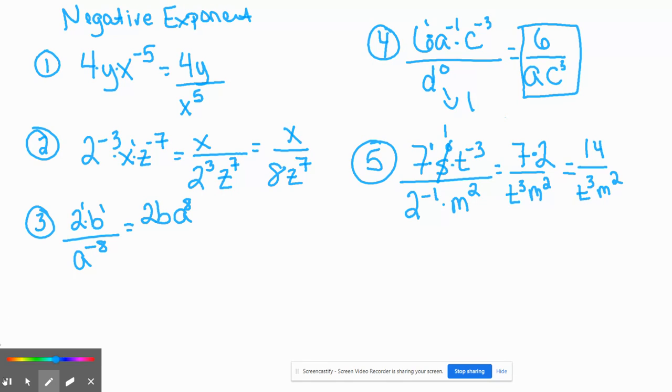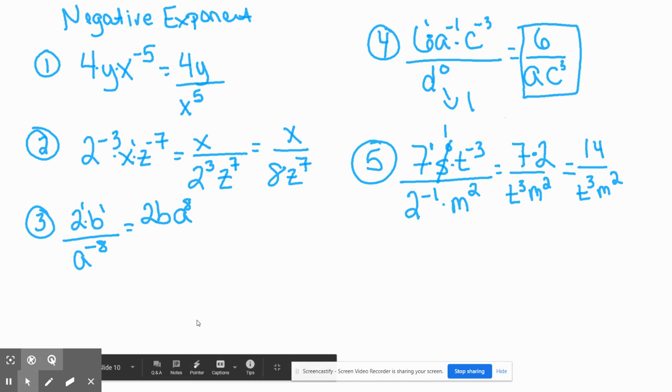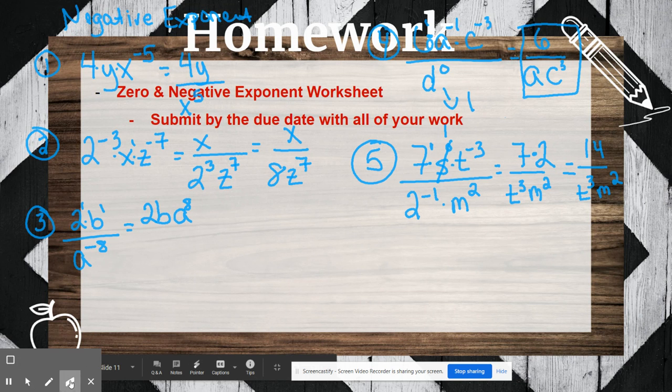Okay, so those are your notes, guys. You should have written all those on the back of your paper here. Oops, let's erase all of that.